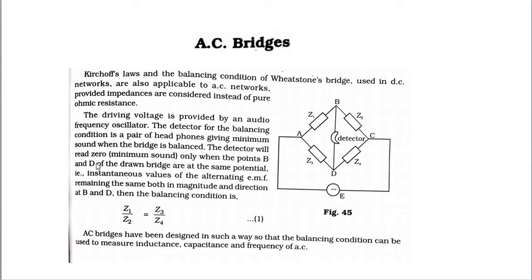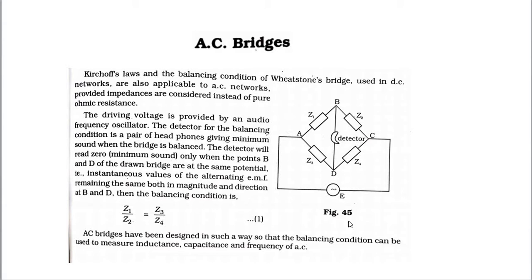The detector will read 0 or minimum sound only when the points B and D of the bridge are at the same potential. If B and D are at the same potential, then only we will get zero or minimum sound in the headphone. At that state, this bridge is in the balanced state. So we can write the balancing condition as Z1 by Z2 is equal to Z3 by Z4.